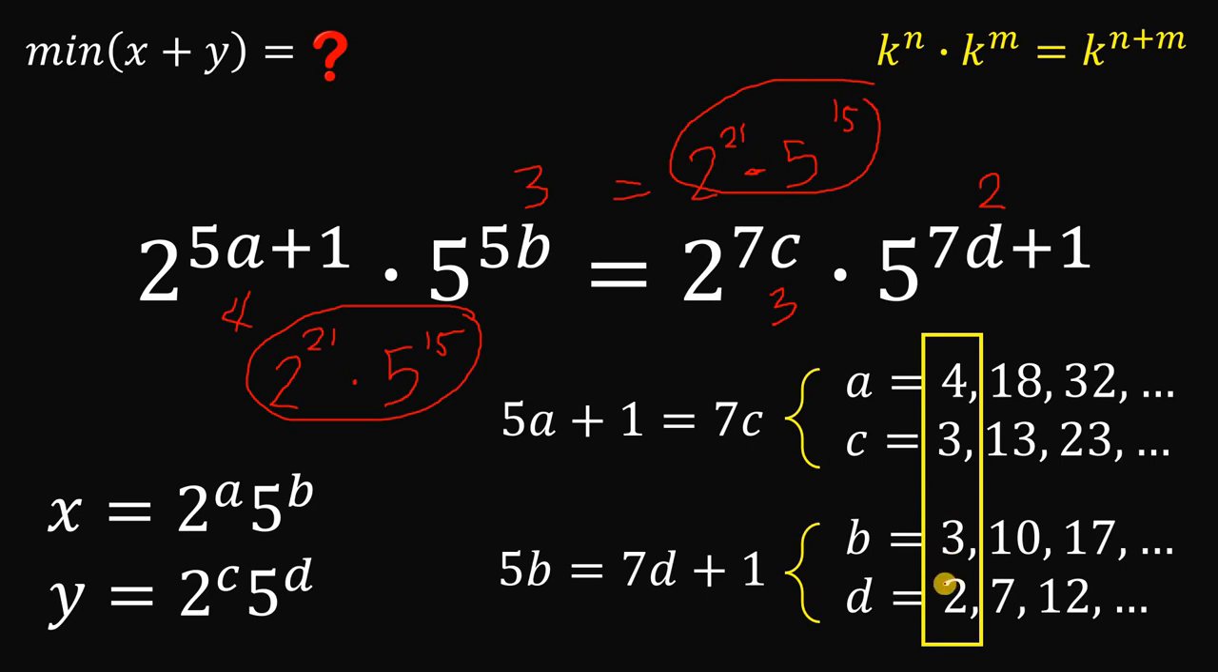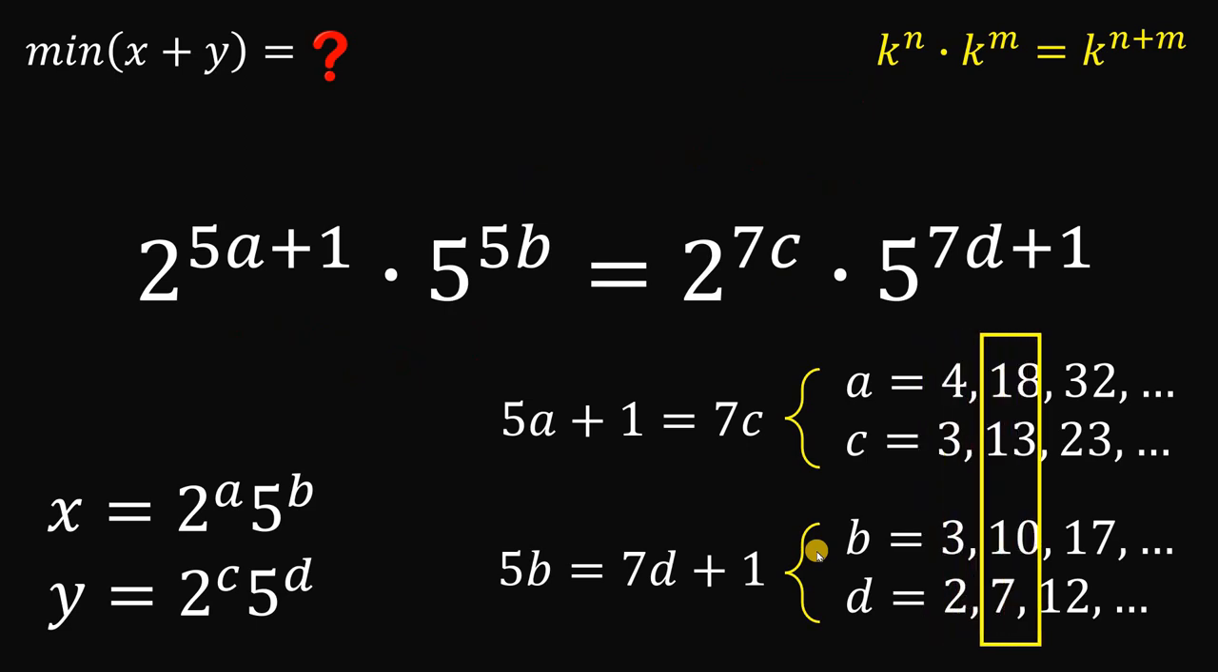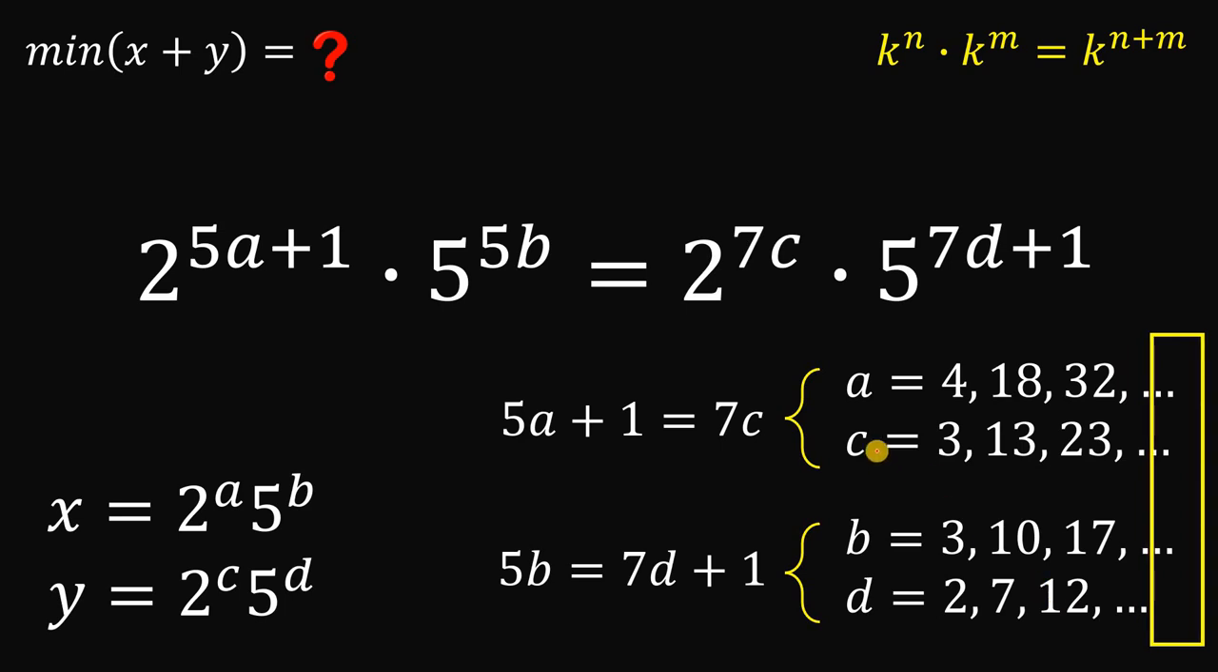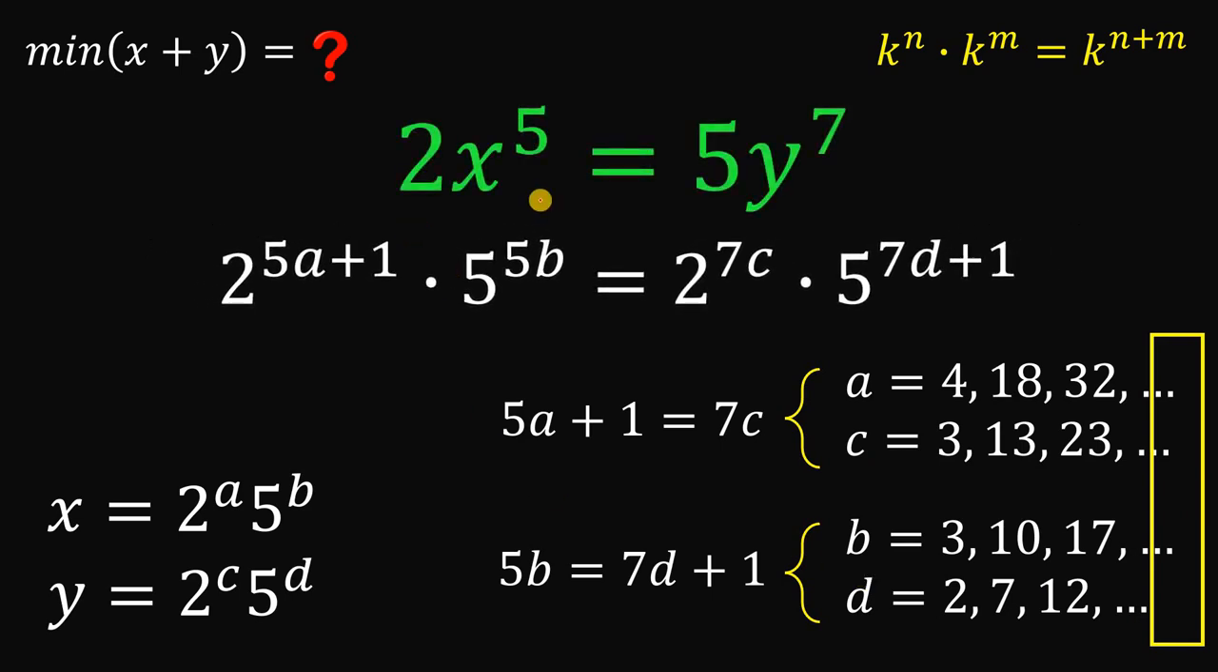Now, this first set of values of a, b, c, and d works. Therefore, the second possible set of values of a, b, c, and d also works. This set of values, 32, 23, 17, 12, also works, and so on and so forth until we reach the largest possible values of a, b, c, and d. Now, saying this, let's go back to our original equation.